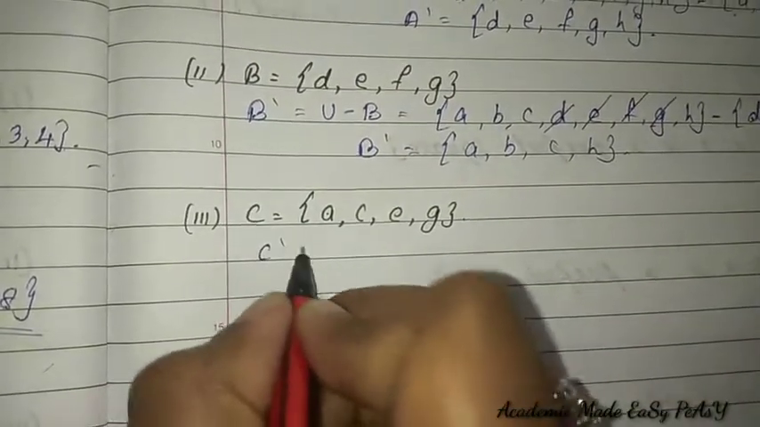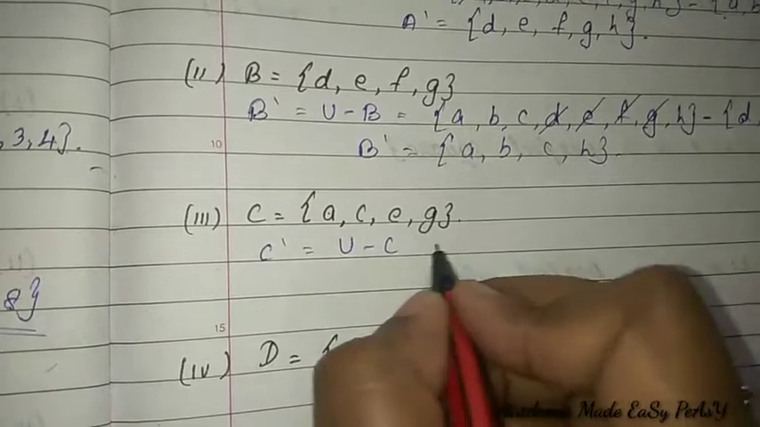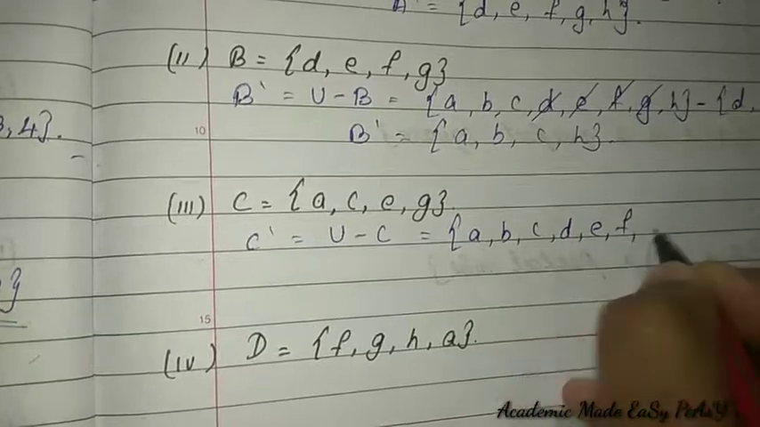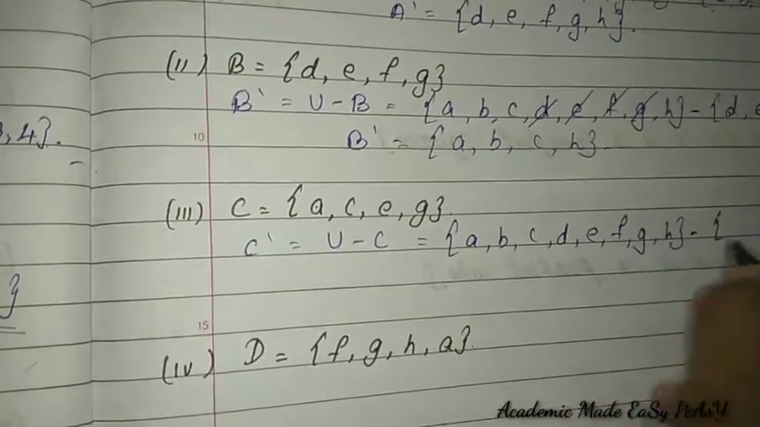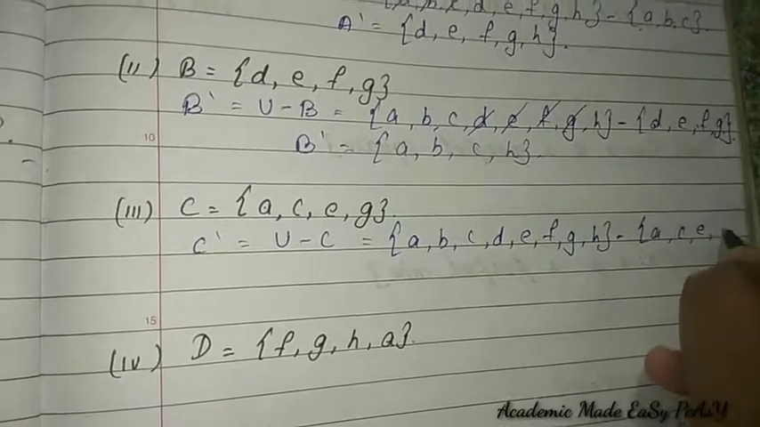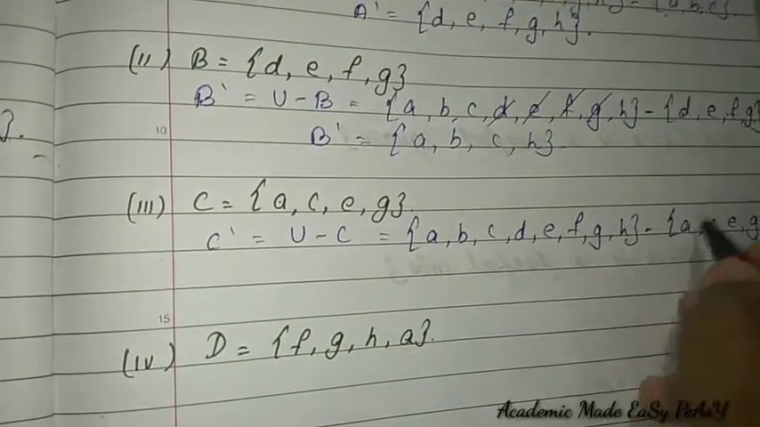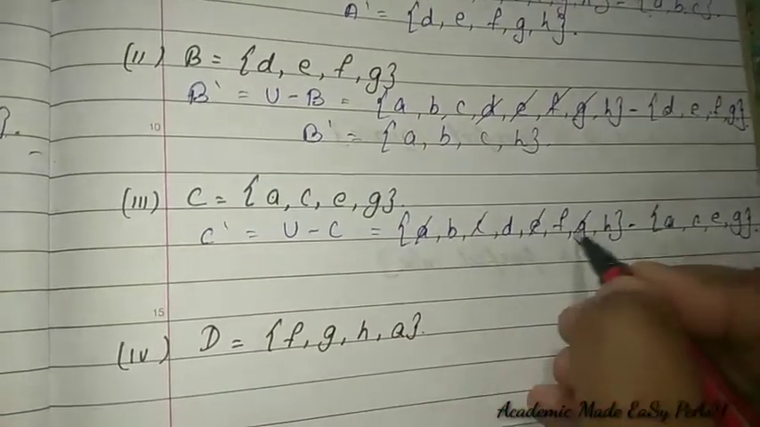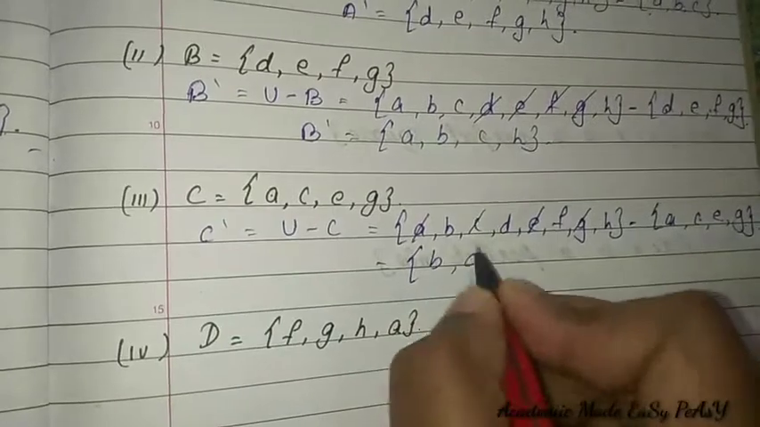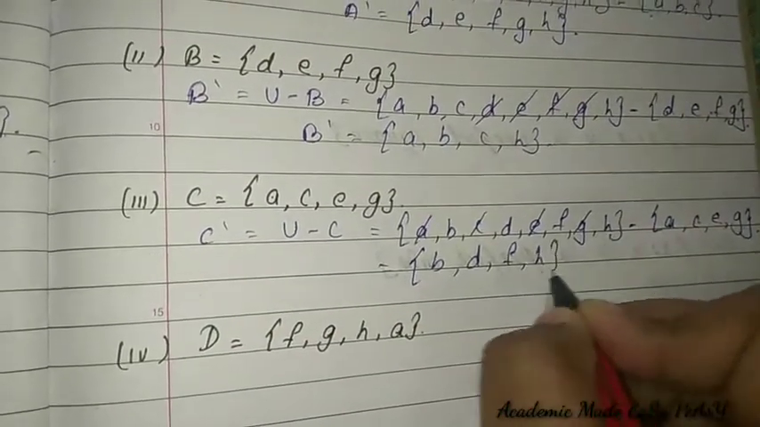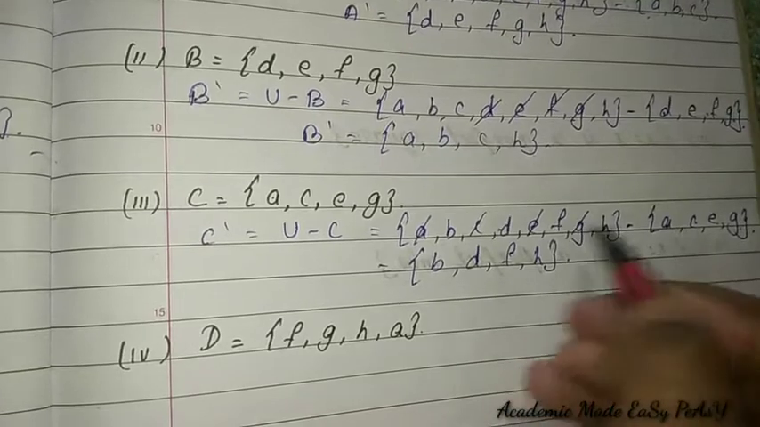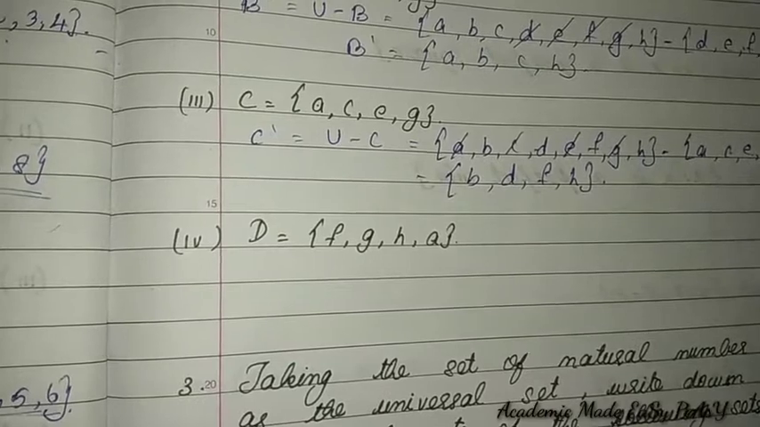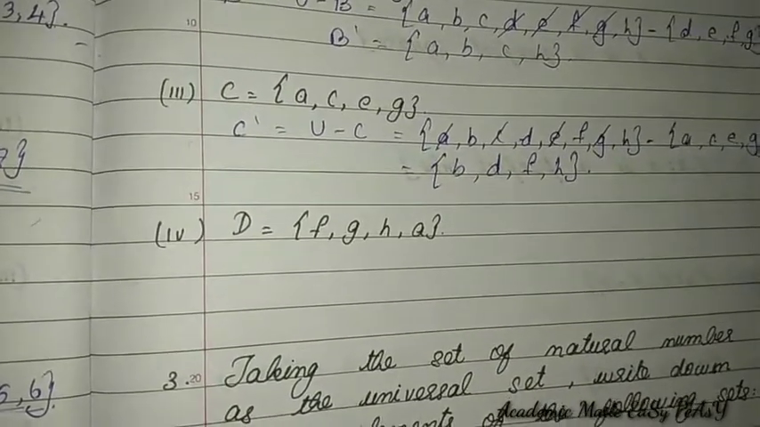Next, C dash will be U difference C, which is {A, B, C, D, E, F, G, H} difference C, which is {A, C, E, G}. So therefore, the common elements will be taken out, A, C, E, G. So therefore, B, D, F, H. Is that clear? If you have any doubts, just mention it in the comment box. I will make you more and more clear by making another video.